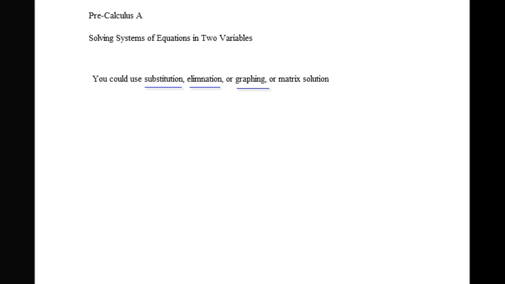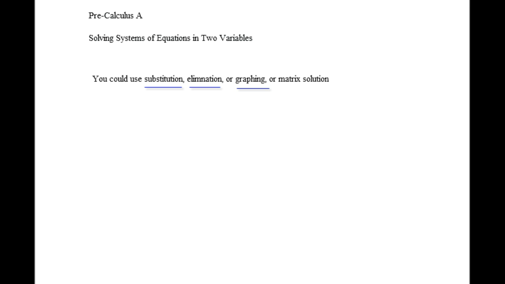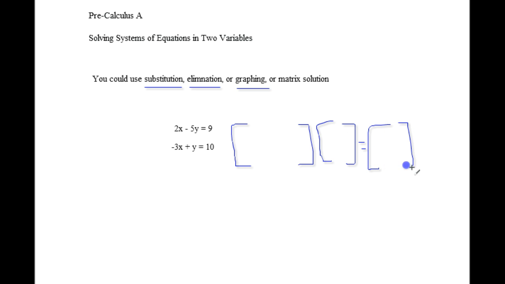Matrix solution, now this one you would need to take, let's just write one: 2x minus 5y equals 9, and negative 3x plus y equals 10. First off, you need to transform this into a matrix. So that's the fun part. You would transform it into a coefficient matrix, a variable matrix, and then you would have the answer matrix over here.